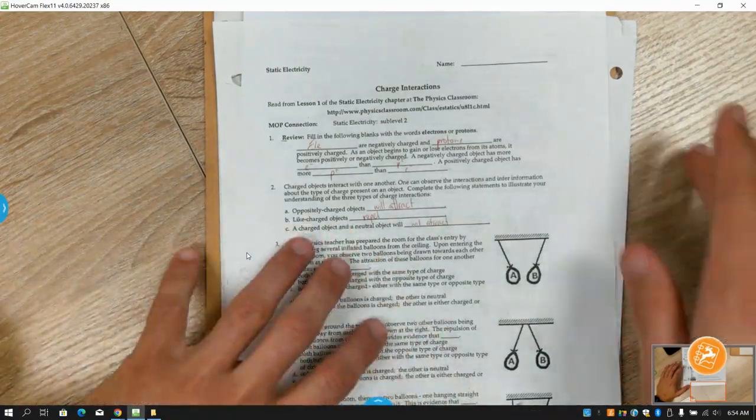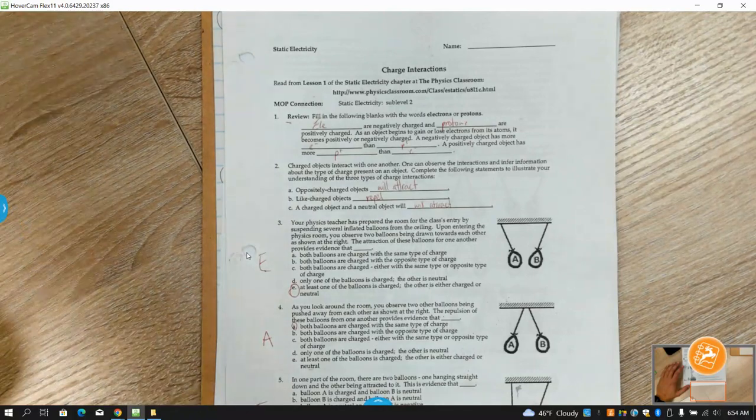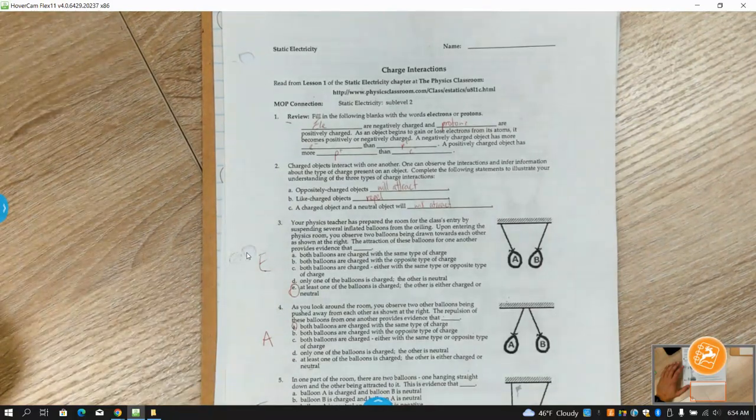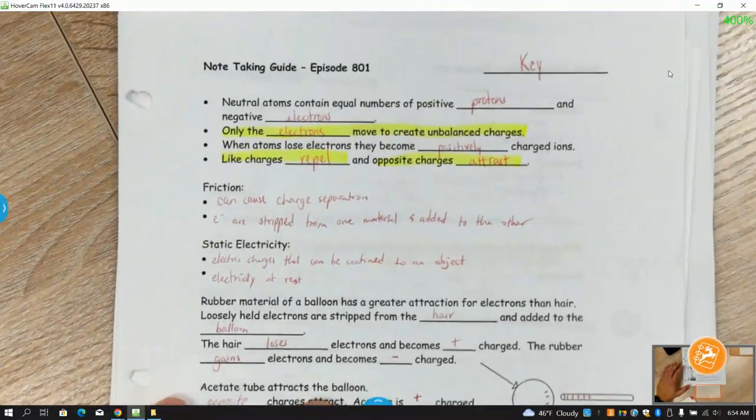So, one of the topics we did yesterday was dealing with charge interactions. Based off of some of our notes from the last couple of days, we had a couple of different things going on. Here are some basic things that we should know by now.